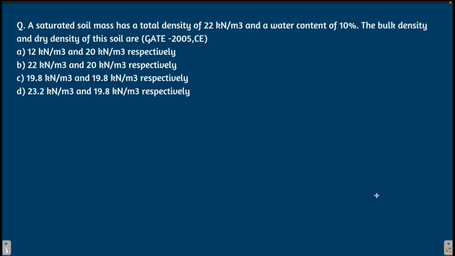Now moving on to the third question. A saturated soil mass has total density of 22 kilonewton per meter cube and the water content of 10%. So there is a saturated soil mass with density given as 22 kilonewton per meter cube and water content is 10%. The bulk density and the dry density of the soil are. So the question is asking you about the bulk density and about the dry density.